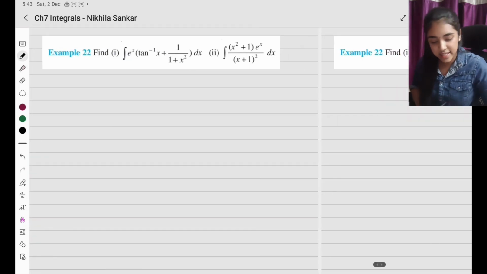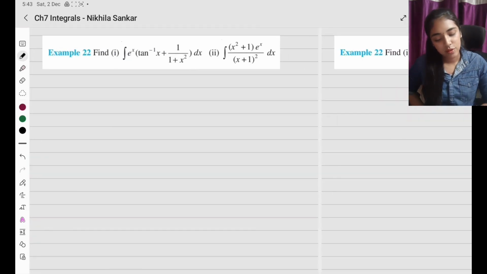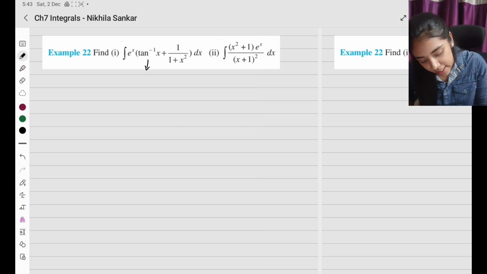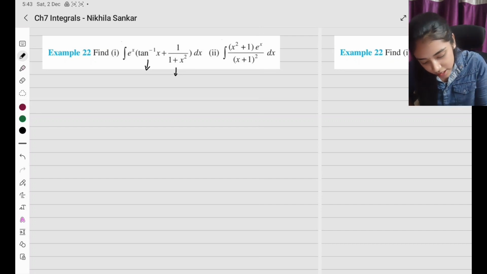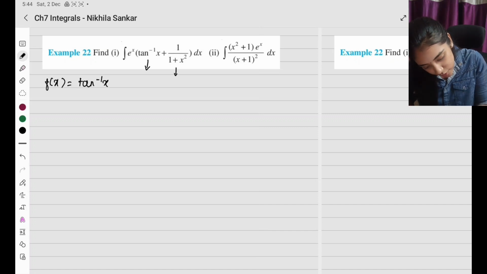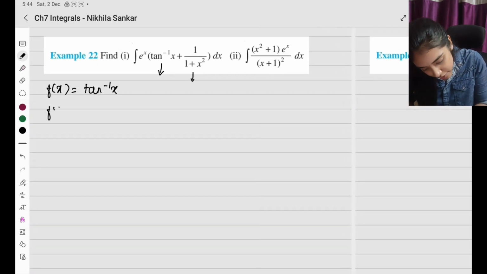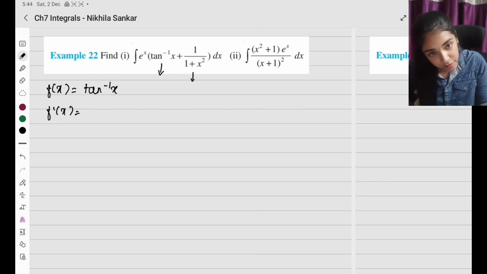So they have given an example. You have e to the x tan inverse of x plus 1 plus x square. So இந்த இடத்துல first f of x எது, f dash of x எதுன்னு கண்டுபிடிக்கணும். So I see tan inverse of x, இங்க 1 plus x square இருக்கு. So you remember something from your previous thing. So I basically can write f of x equals tan inverse of x. And what is my f dash of x? Tan inverse of x differentiate panna, I have 1 by 1 plus x square.